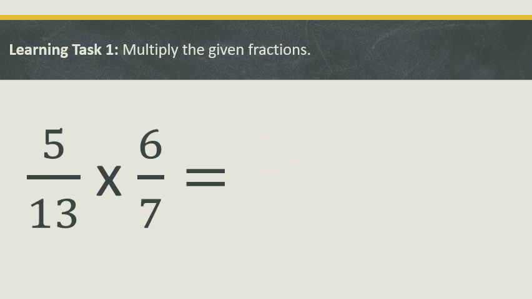Okay, another example. So, 5/13 times 6/7. So, unahin uli natin ang numerator. So, 5 times 6 is 30. Then, 13 times 7 is 91. So, since wala rin common factors ang 30 and 91, so ito na po yung ating final answer. So, ang answer natin is 30/91.